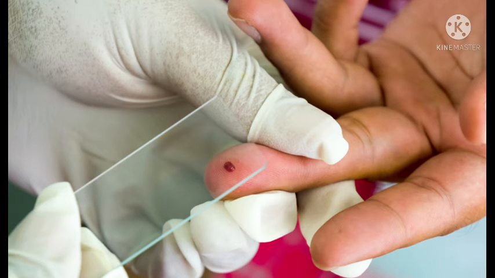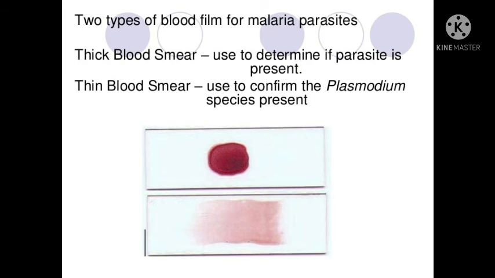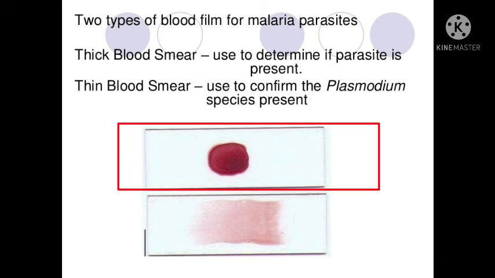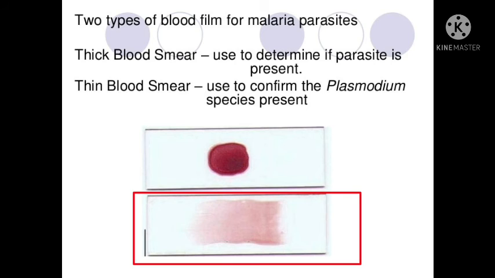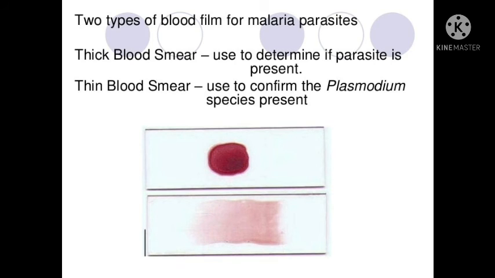Children, blood is generally taken from our fingertip to find out whether we have malaria or not. Two types of blood film are taken for finding the malaria parasites. One is thick smear blood. It is used to determine if parasite is present or not. And second is thin blood smear. It is used to confirm the Plasmodium species present in the blood.